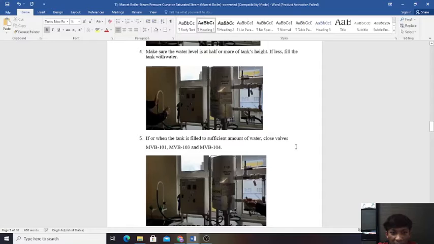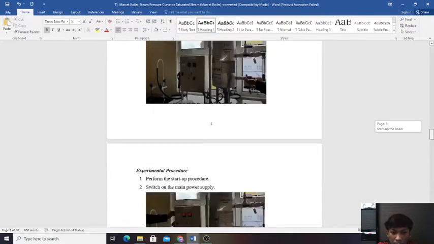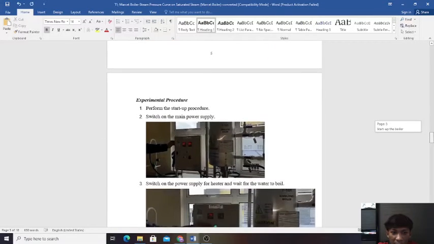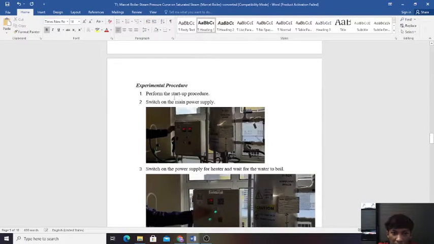Fifth, when the tank is filled with a sufficient amount of water, close valves MVB 101, MVB 103, and MVB 104. For the experimental procedure, first perform the start up procedure.